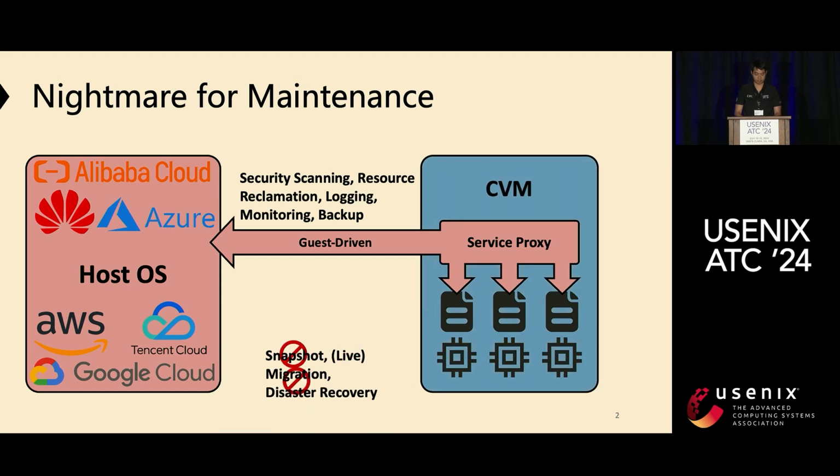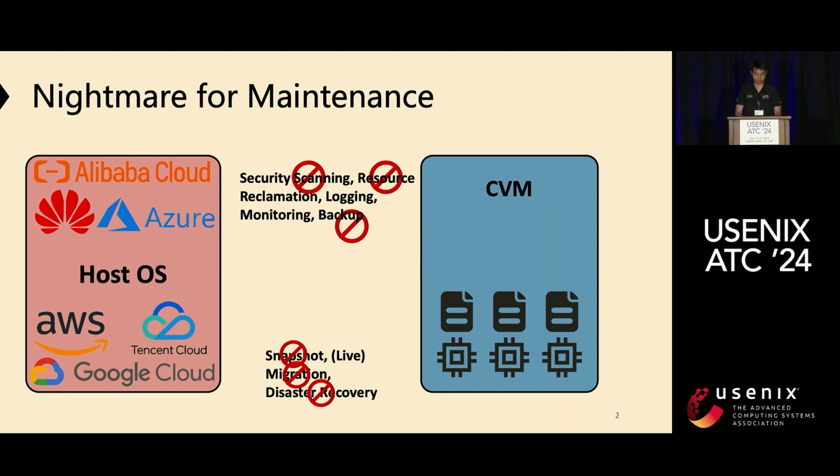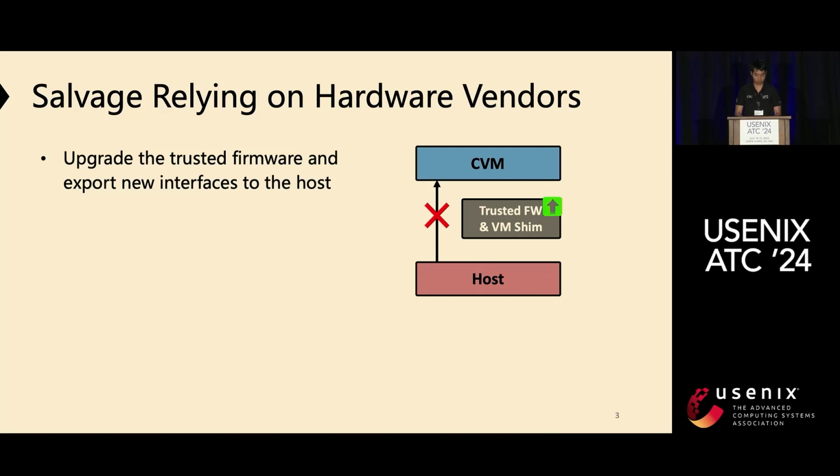However, CVMs block intrusive and direct host access to the guest, so the host-driven maintenance fails. The CVM guest also denies the untrusted agent provided by the host, so the guest-driven maintenance also fails. Current solutions introduce non-trivial modifications to the firmware or hardware by CVM hardware vendors. More functions are moved into the trusted firmware, and more interfaces are exposed to the host OS.